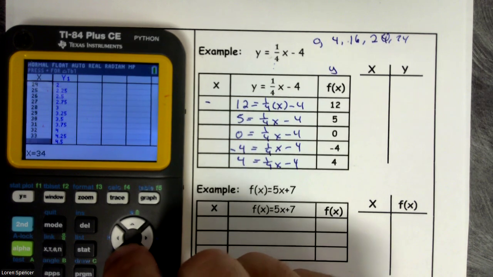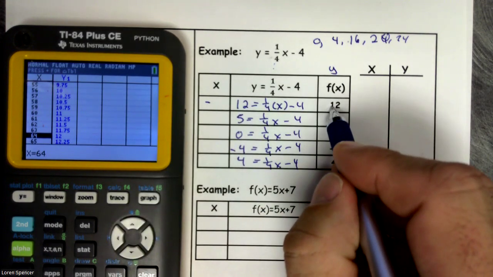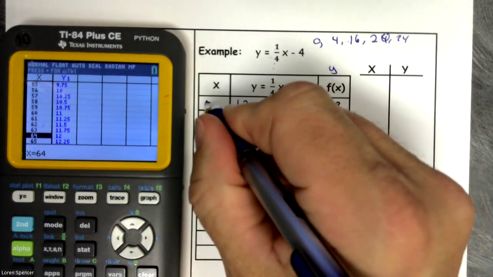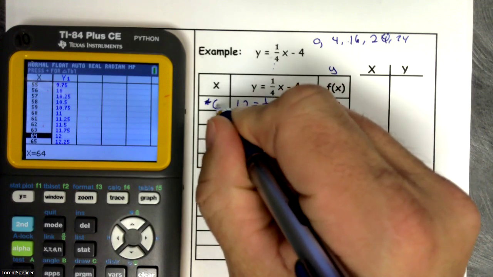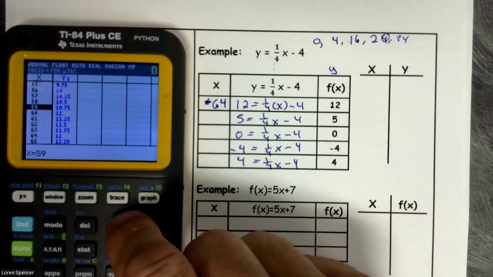Still scrolling, scrolling. Having a lot of fun scrolling. All right. When y is 12, x is a positive 64. All right. Then it has 5.